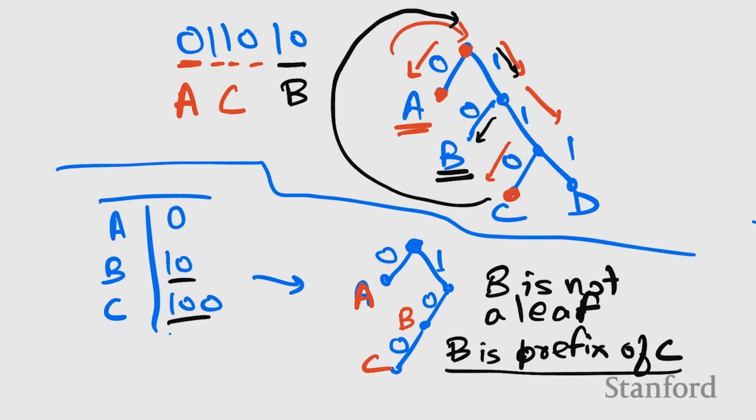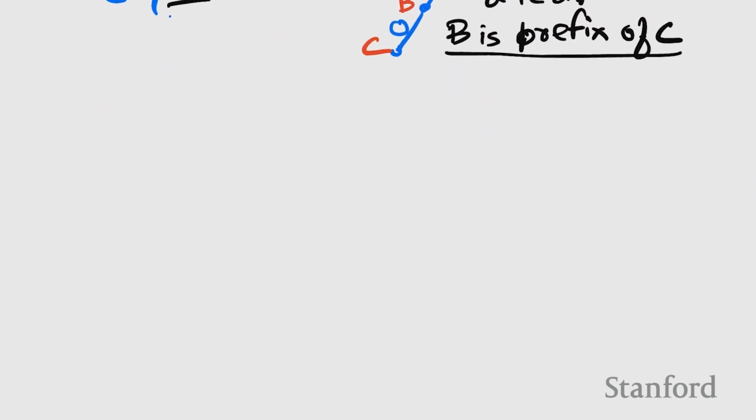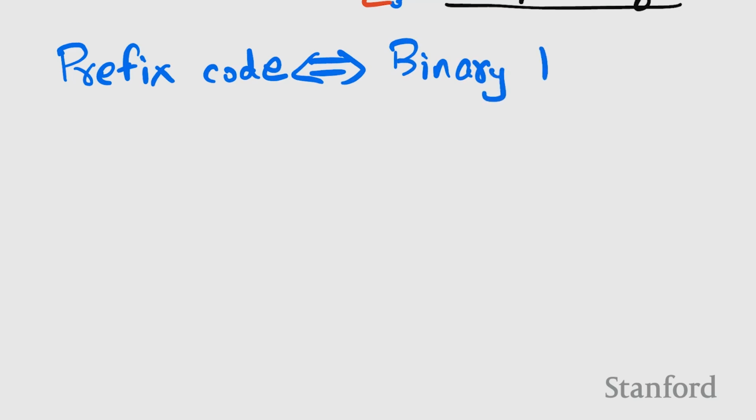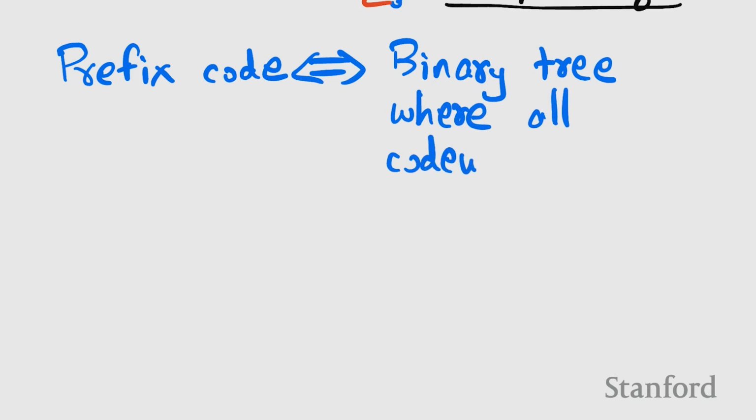So this is a property which again we will not prove but is very intuitive: a prefix code is equivalent to a binary tree where all code words are leaves.